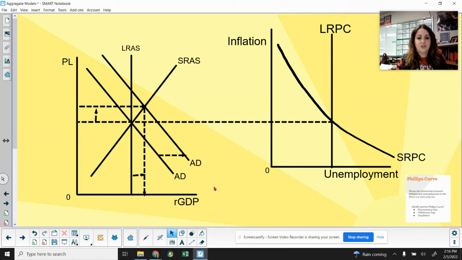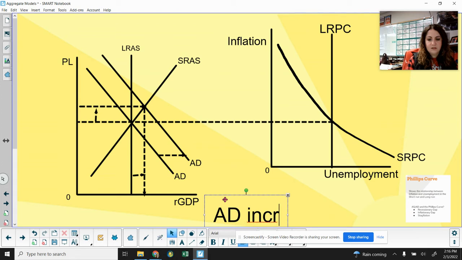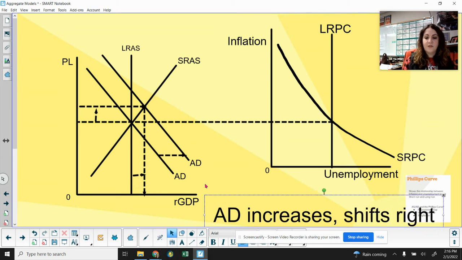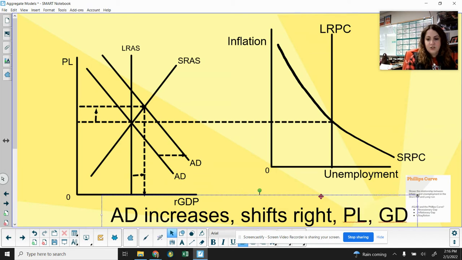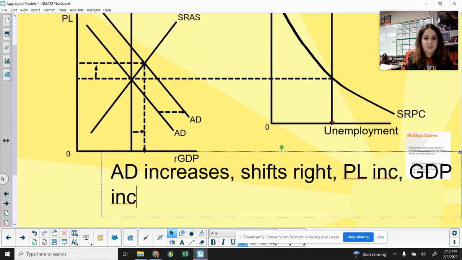So when aggregate demand shifts to the right, let me see if I can start drawing. When aggregate demand increases, it shifts right on the aggregate supply and demand graph. And when aggregate demand shifts right, price level goes up and GDP goes up. So price level increases and GDP also increases. So we just see that.